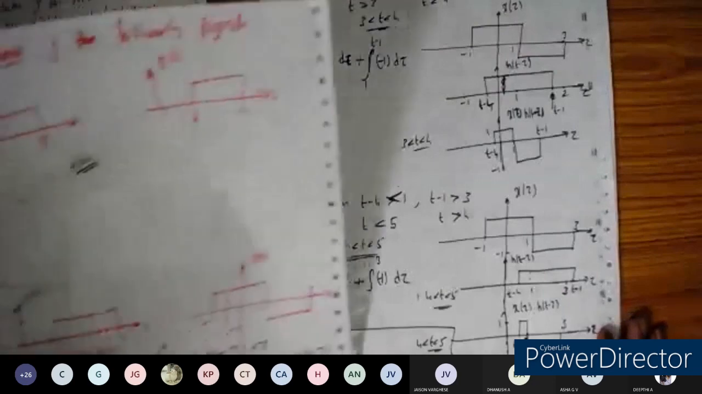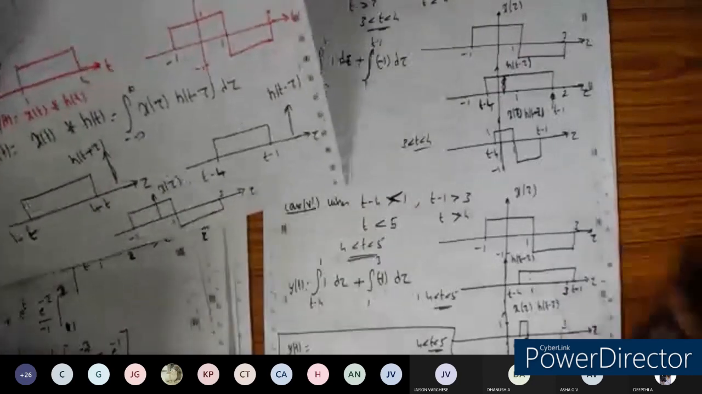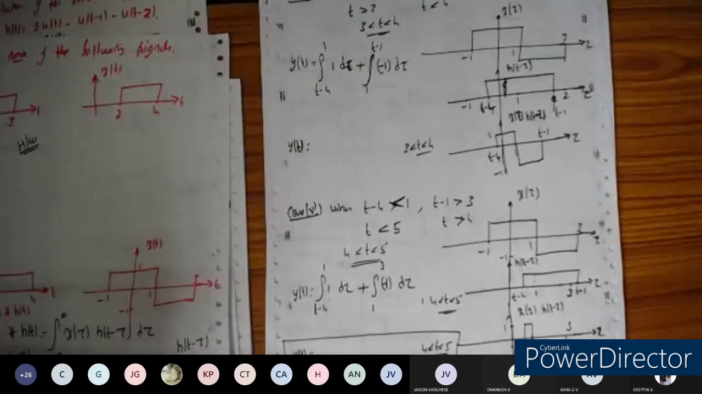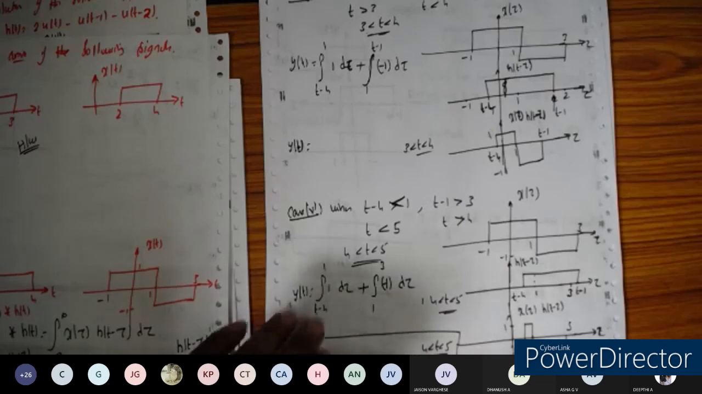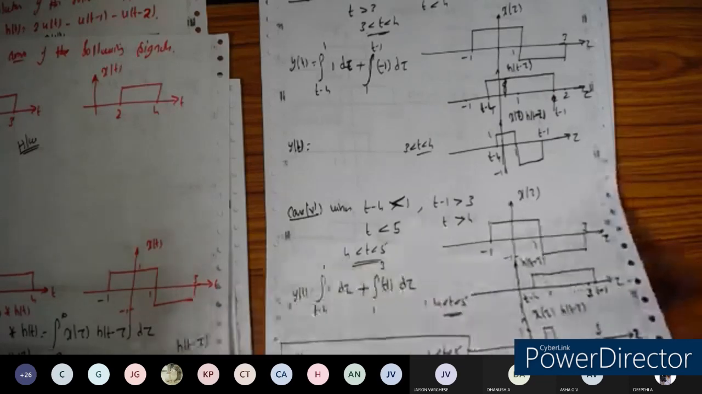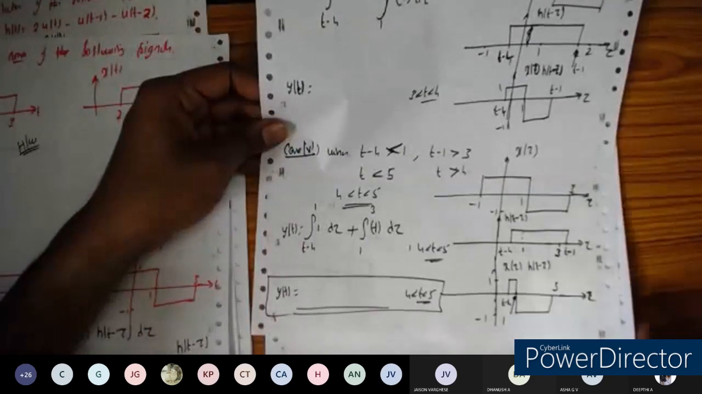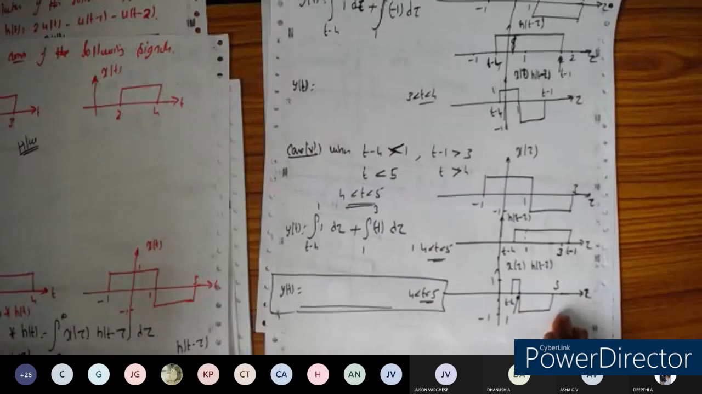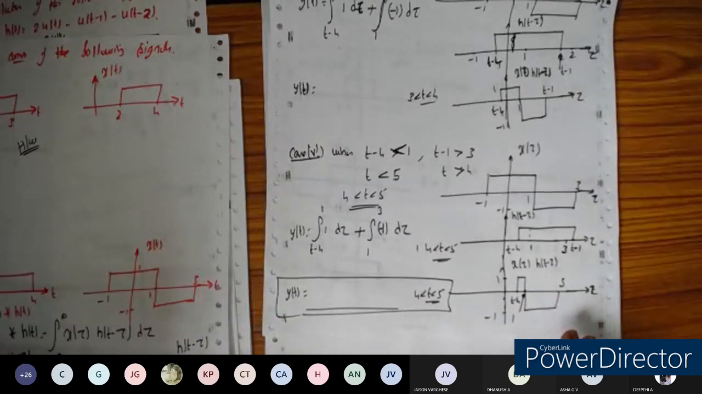Still we have 2 cases. The next case will be, from 1 to 3, the other case will be the non-overlapping case. So find the integral part of this one. Done. Find the integration, and I'll go for the next one. Everyone has taken this one, right?